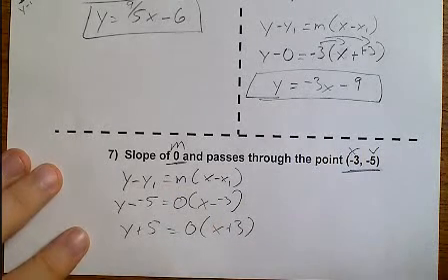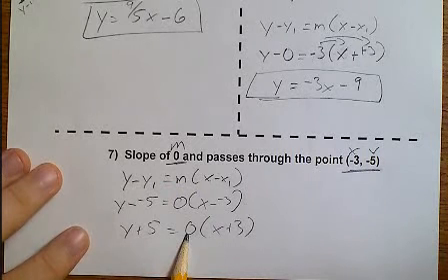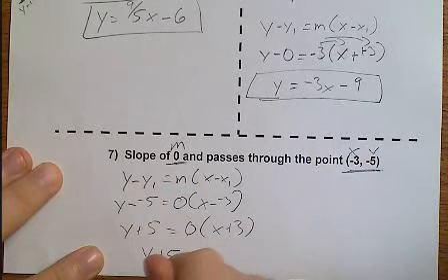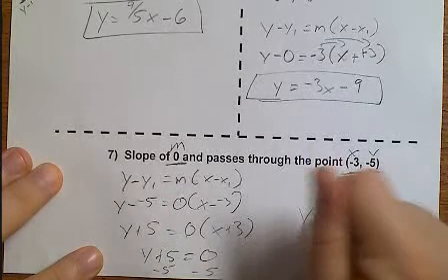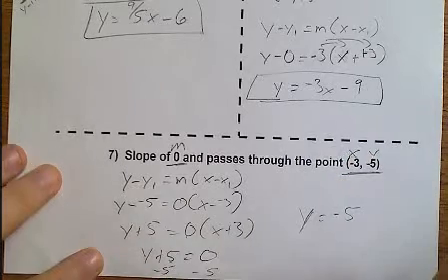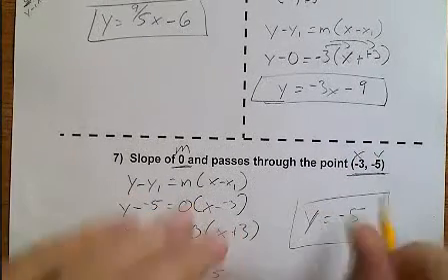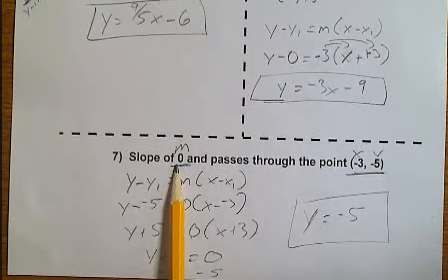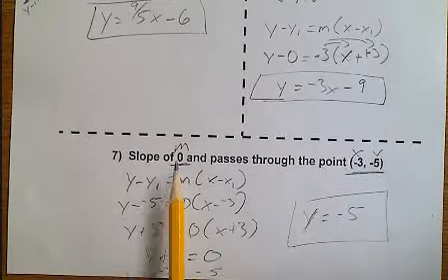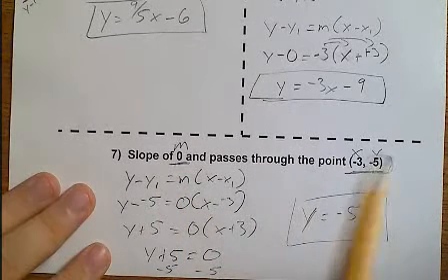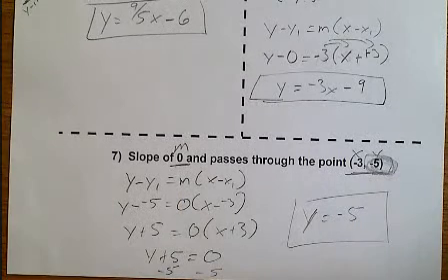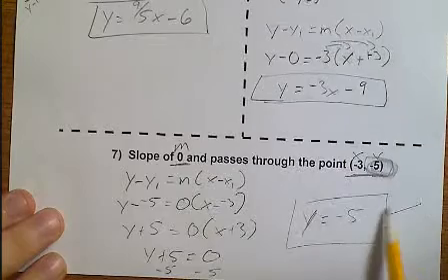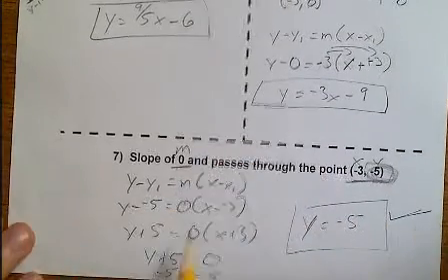Well, anything times 0 is 0. So y plus 5 equals 0. Subtract 5 from both sides. Y equals negative 5. Now, hopefully, you already noticed that this was a 0, which means that x is going to go away. And with a slope of 0 and a y value of negative 5, you could have already jumped to the conclusion that y equals negative 5 and been done without any of this extra work.